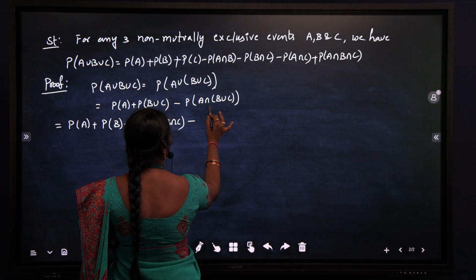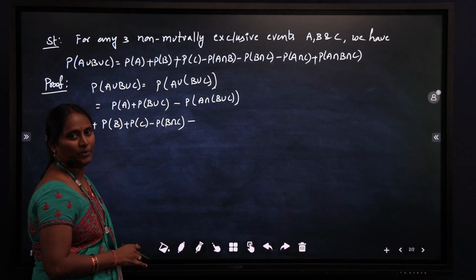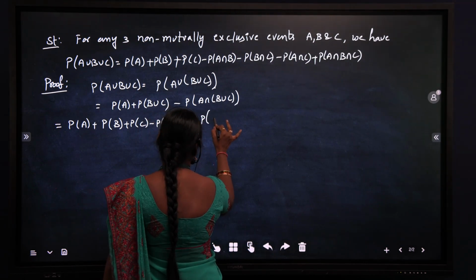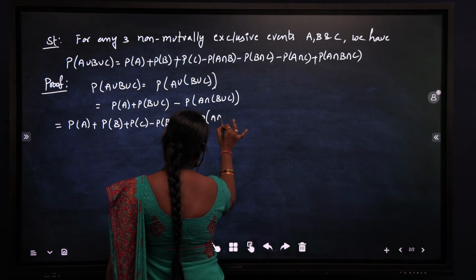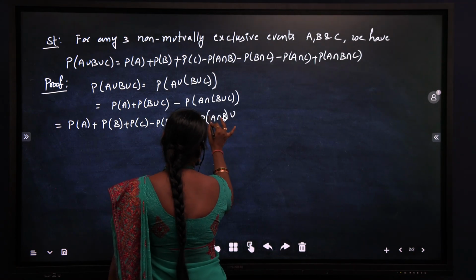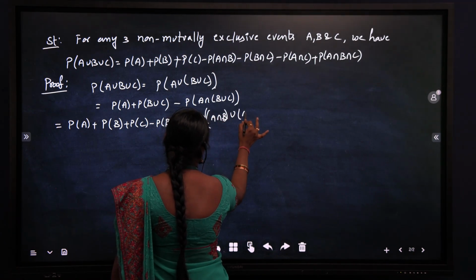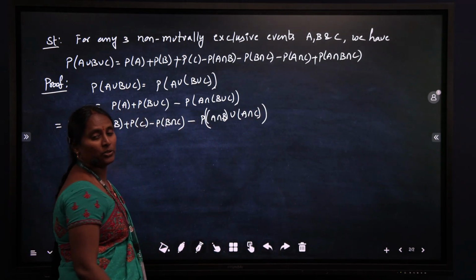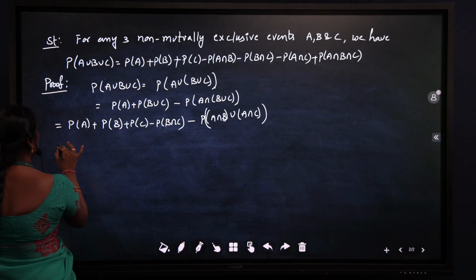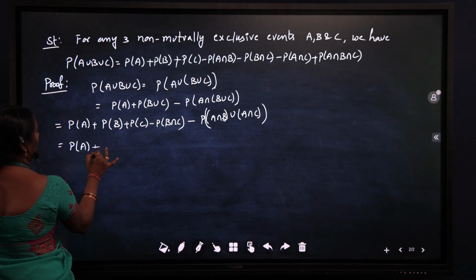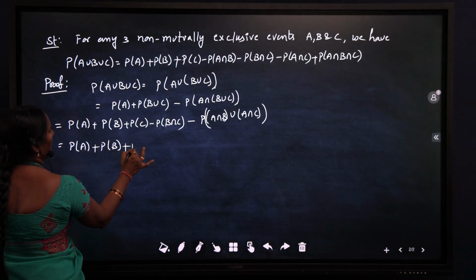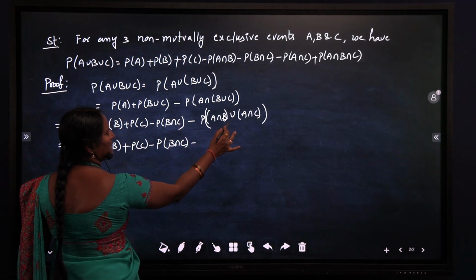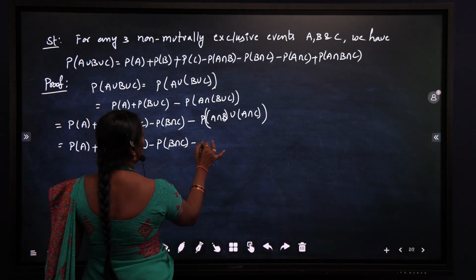What is the third term? Minus P of A intersection (B union C). We know the distributive law of sets. Based on that, we are going to write this as P of (A intersection B) union (A intersection C). Now again, this has two elements, A intersection B and A intersection C. So how are we going to write this? P of A intersection B plus P of A intersection C minus P of A intersection B intersection C. Again, this is in the form of A union B.